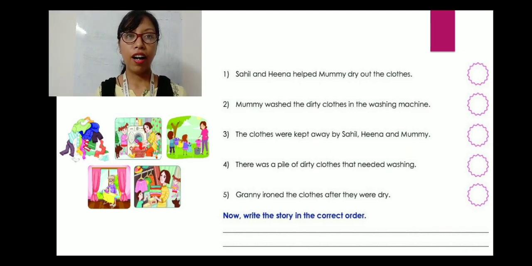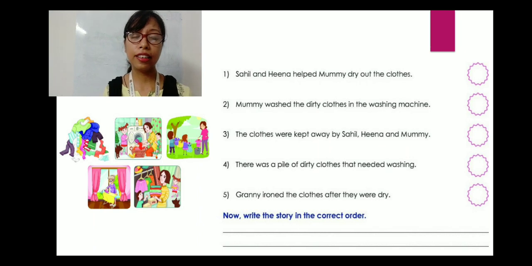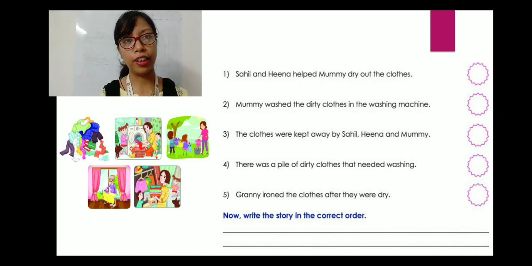Now there are a few sentences given, right? 1, 2, 3, 4, 5. Yes. Now these sentences have been jumbled, not jumbled in the sense that they are not put in order. Now you have to put the numbers and write them in the correct order. Now let's do it.